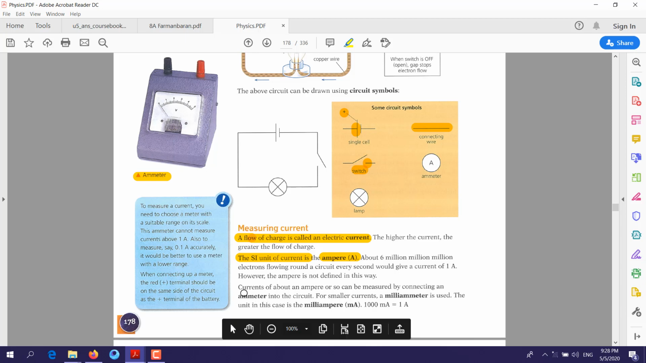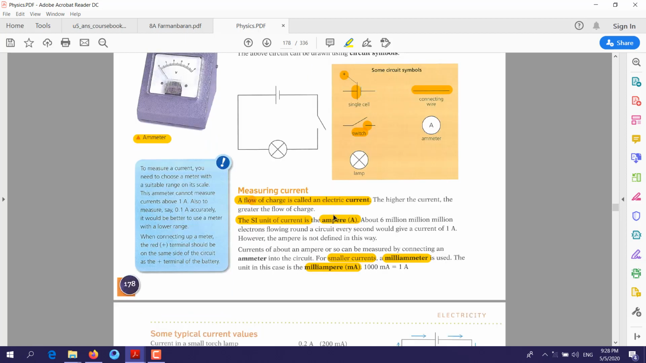We have another unit. We use it to measure the electric current which is smaller than an ampere. We call it the milliampere. So if you use an ammeter, the unit of it is ampere. But if you use a milliammeter, the unit of it will be milliampere. And 1000 milliamperes is equal to 1 ampere.